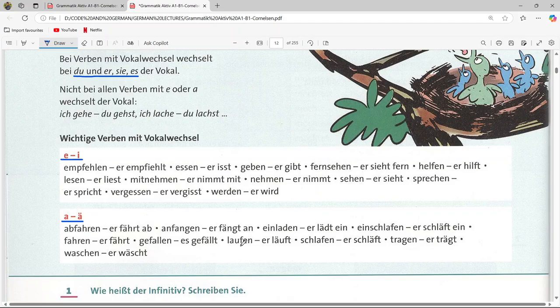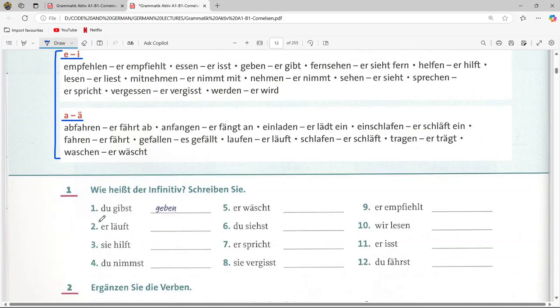Okay, laufen means to run, schlafen to sleep, tragen to carry, waschen to wash. Okay, so these are the most important verbs with Vokalwechsel. Okay, so we start the task from here.